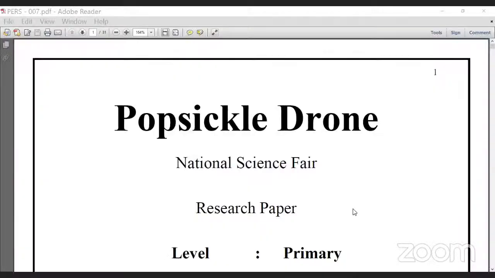Next, we have PERS-A007, Mohammed Ashik N. from Limbra International School, based on Popskill Drone.